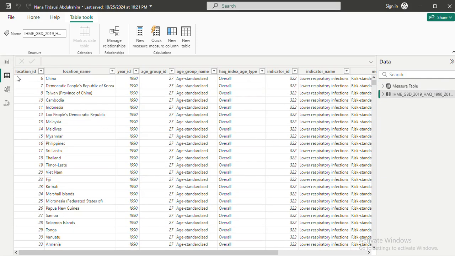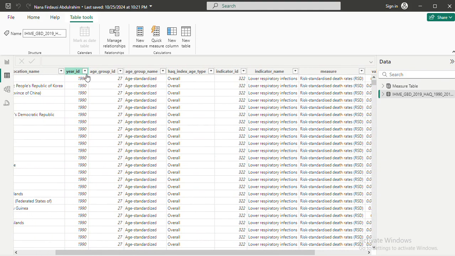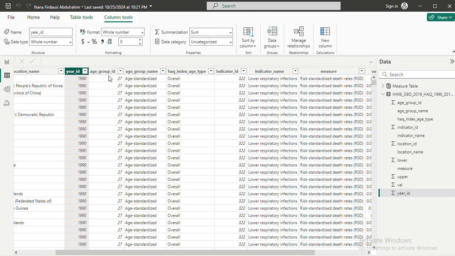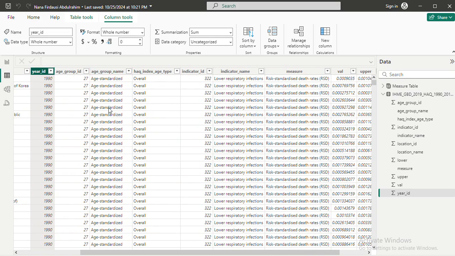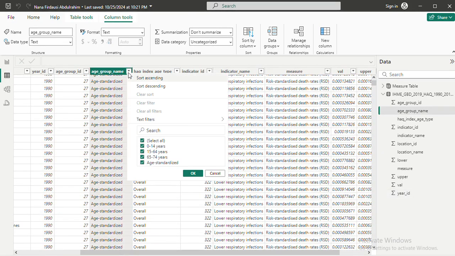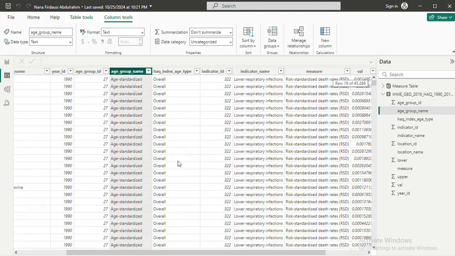So we have the location ID, which is the ID of each of the countries, and then we have the year ID, which only has 2 years, that's 1990 and 2019. And then we have the age group ID, the age group name, and the age standardized, the age group like from 0 to 14 years, 15 to 64 years, and all that. Then you have the HAQ index age type.